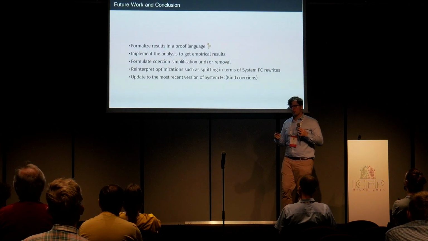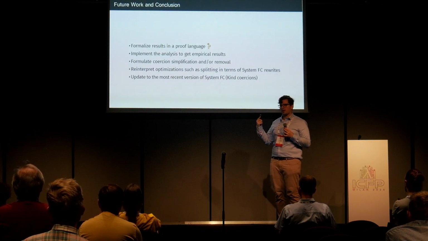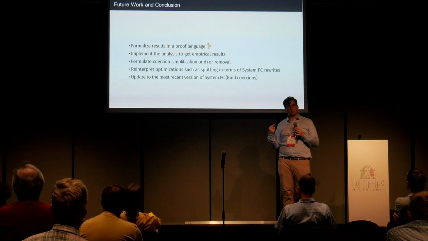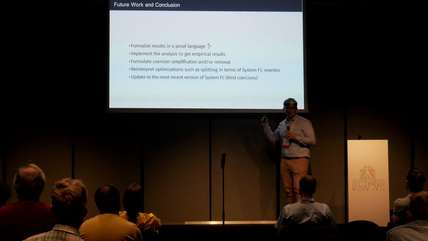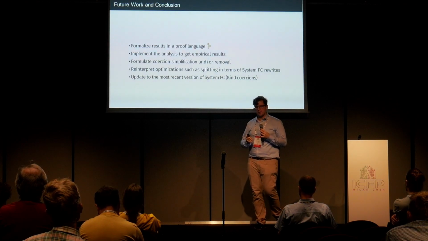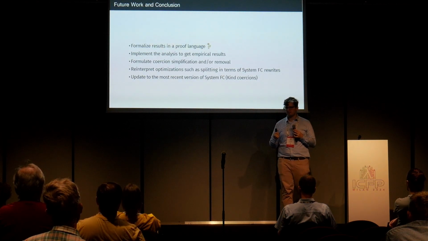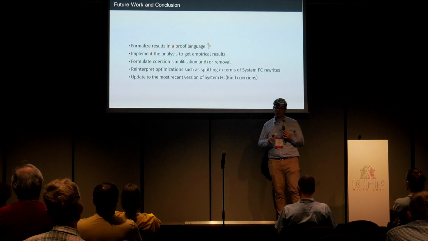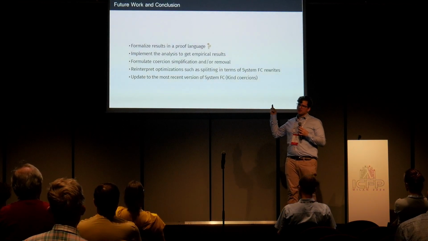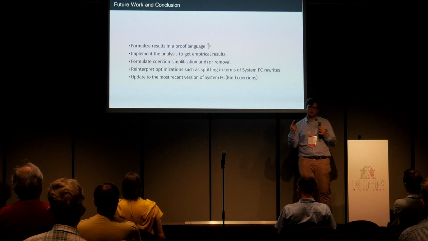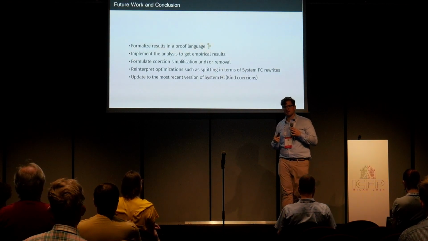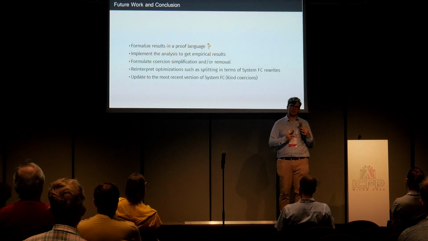So this is ongoing work, and currently the main aspects that we're working on are formalizing this and getting an empirical evaluation going. But also, beyond coercion removal, there's a notion of coercion simplification that's mentioned in the abstract that would also be great to formalize. Then the last thing is to update this to the most recent version of systemfc, because currently we are using the original version of systemfc. And since then, kind coercions have been added, which adds a whole other level of complexity.